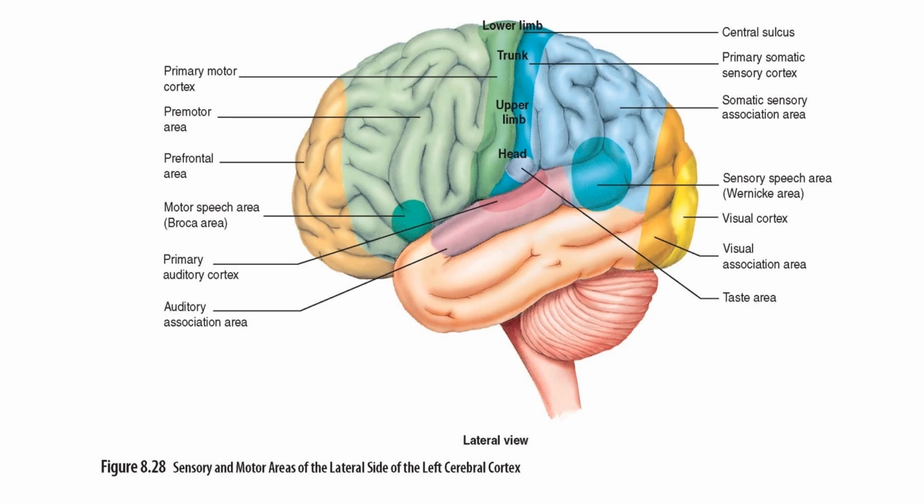You have your visual association. See that the visual cortex and visual association are more likely found at the occipital part of your brain. And then you also have here on your temporals the sensory speech, or the Wernicke area. You also have the primary somatic sensory, and of course the central sulcus.